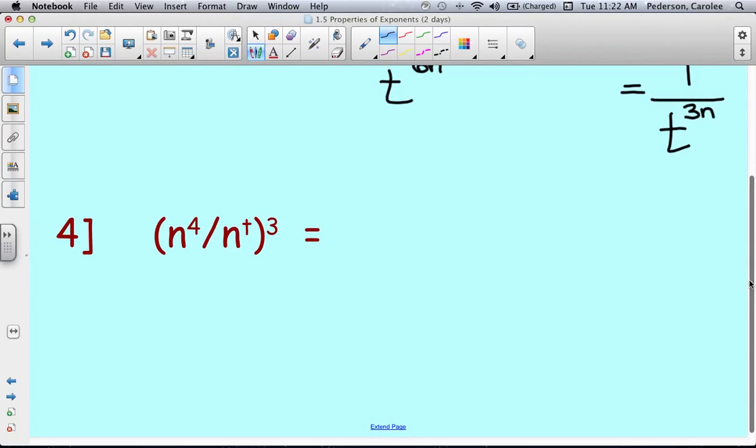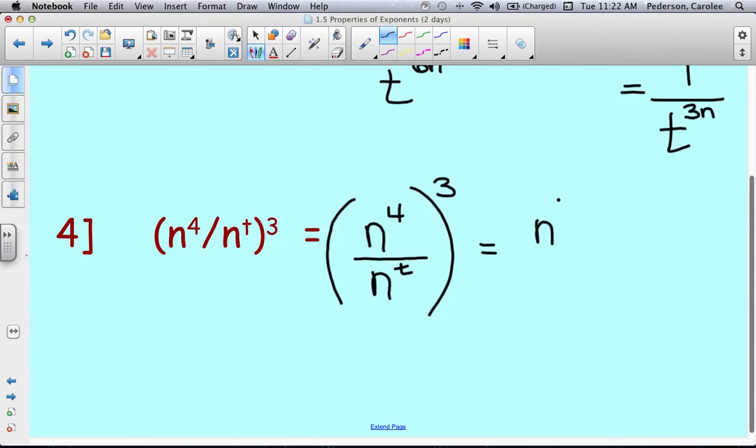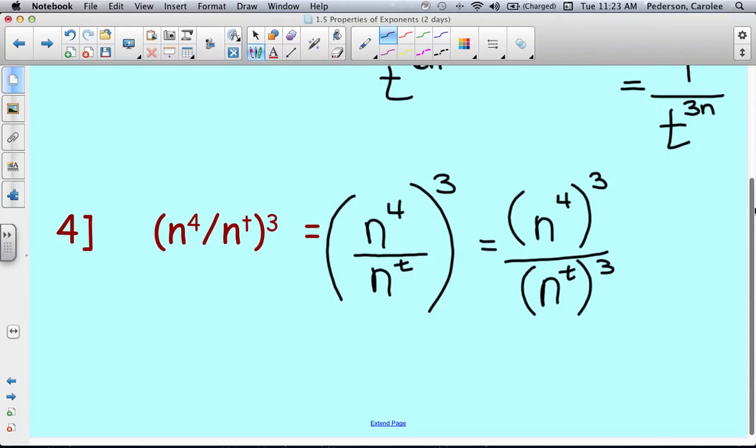Example 4. n to the 4th divided by n to the t, all raised to the 3rd. This is what we call the power to the power rule. We can distribute that 3 into both pieces of the fraction. So it's n to the 4th raised to the 3rd over n to the t raised to the 3rd. So we've just distributed in.